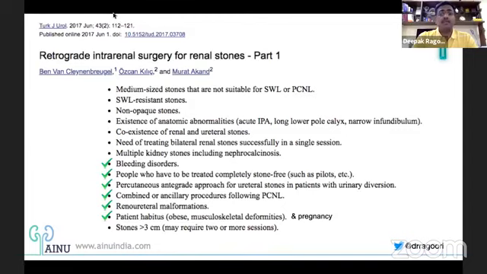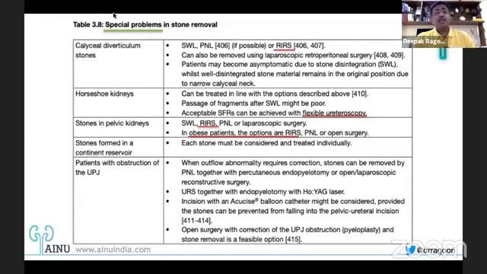And of course, like in post-diversion patients, combined or ancillary procedures following a PCNL, anatomical malformations, where you can use flexible ureteroscopy very well. And of course, in morbidly obese patients, and into pregnancy also in certain scenarios, flexible ureteroscopy is a real boon to have. And if you look at the guidelines also, the special considerations are also a part of the guidelines, like calyceal diverticular stones, horseshoe kidneys with stones, stones in pelvic kidneys. These are all conditions where you have a flexible ureteroscope coming in handy, and it saves you a lot of trouble.